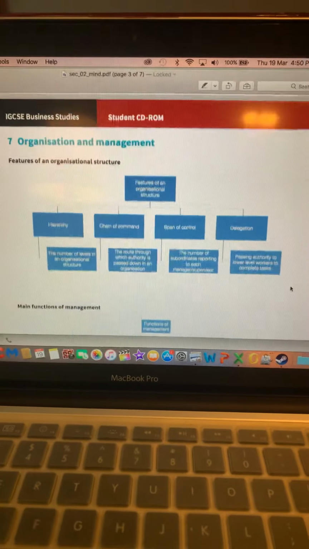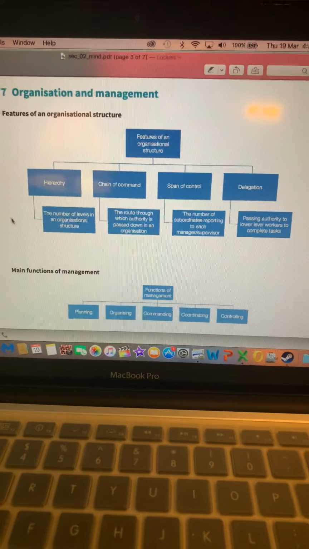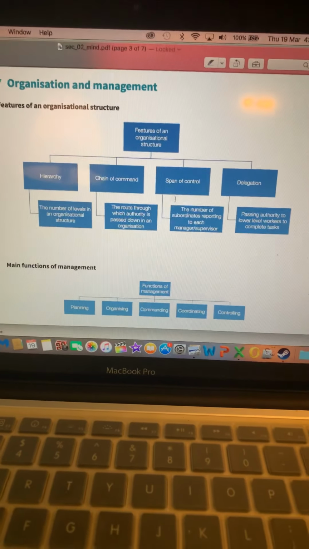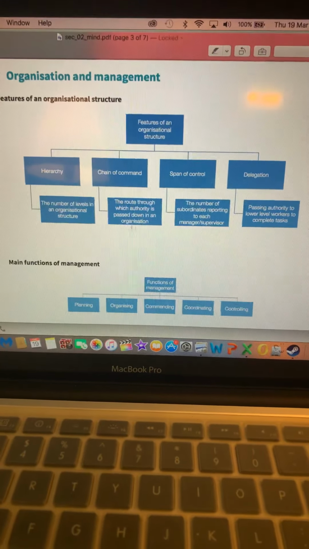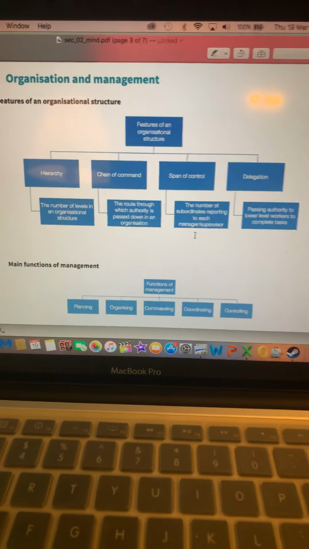Okay, we got features of an organizational structure. So this is things that came out in the exam, right? Hierarchy came up in the exam, chain of command came out in the exam, span of control came out in the exam. So you gotta make sure that you write down answers that are similar to this, because this is what the examiners are looking for, right?